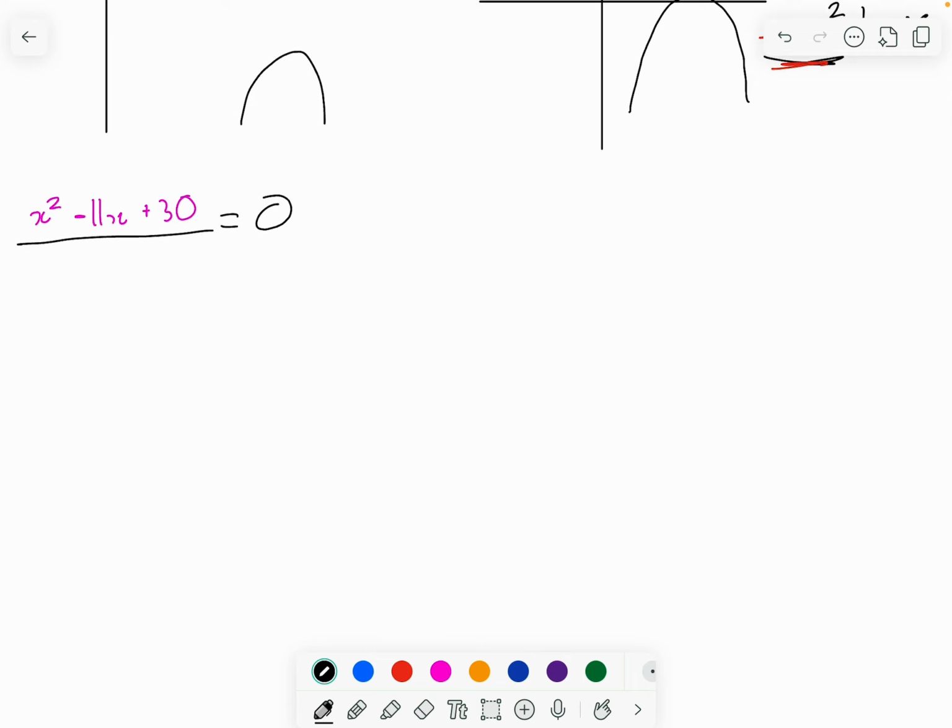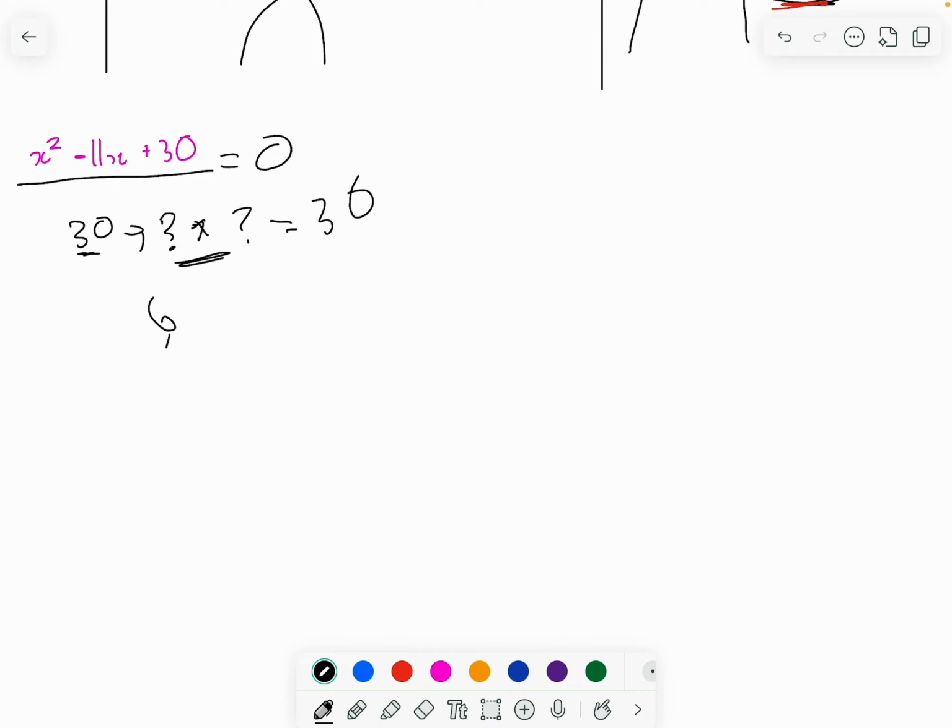So essentially, we find out what two numbers multiply to 30. Like, what number times another number becomes 30. At the same time, these two numbers, if added together, must also equal negative 11, right? So we could think: negative 6 and negative 5.